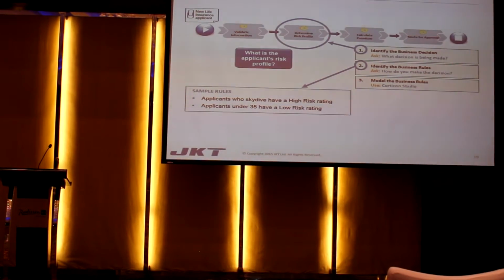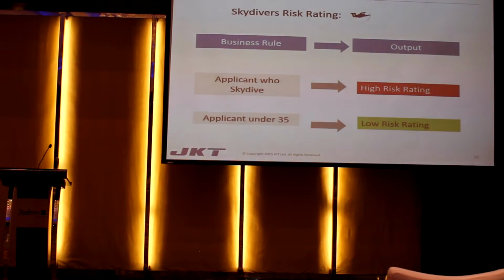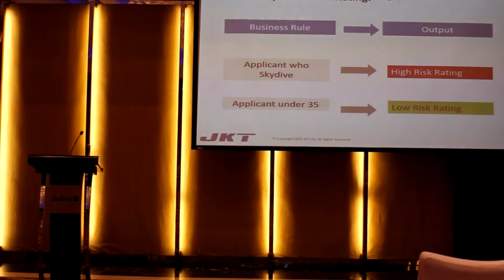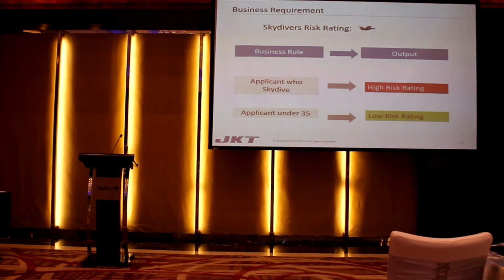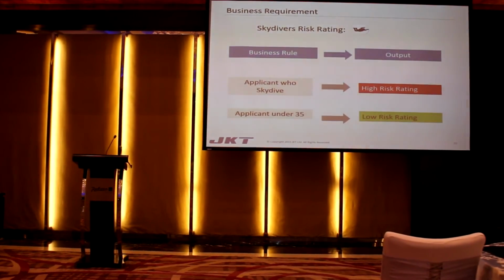If a person skydives, he is high risk, and if a person is less than 35 years of age, which would be a normal healthy person, his risk rating would be low. Now I would go ahead and put these rules in Corticon. Just to summarize once again, there are two rules. One rule is if an applicant skydives, the risk rating is high, and if an applicant is under 35 years of age, the risk rating is low.